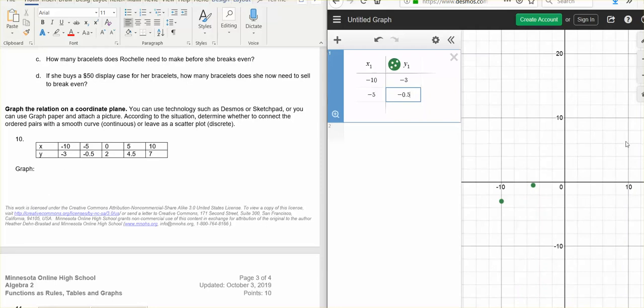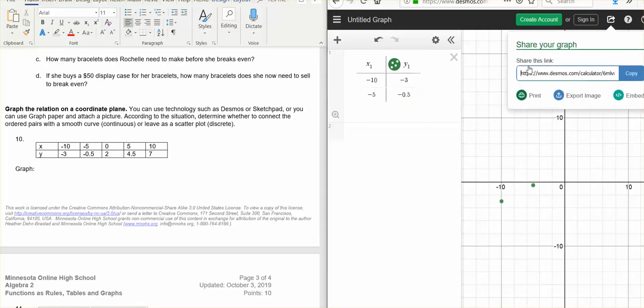In Desmos, you can click on this arrow up here. It says share graph. It will give you a link, copy, and I can paste it into my worksheet. After you paste it, please hit the space bar one time so this becomes a live link. Now when you turn this in, I can click on it and I'll see exactly what you did for your graph.